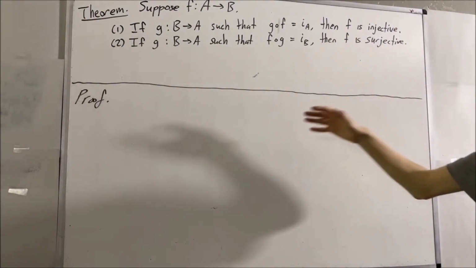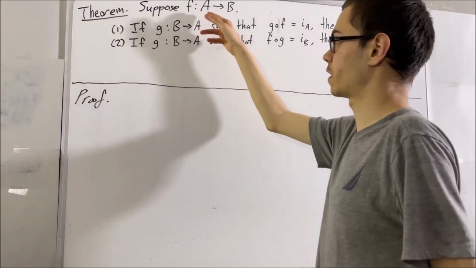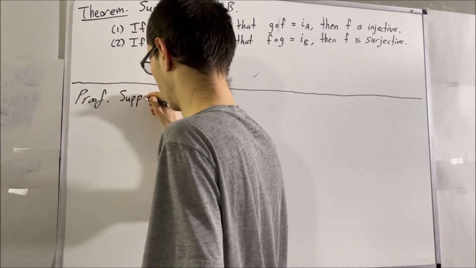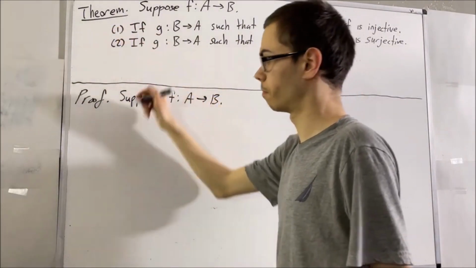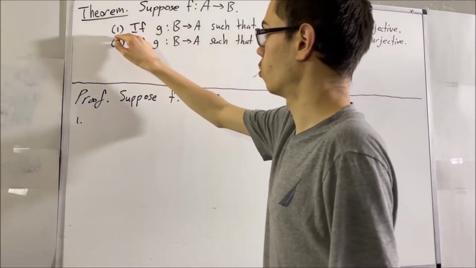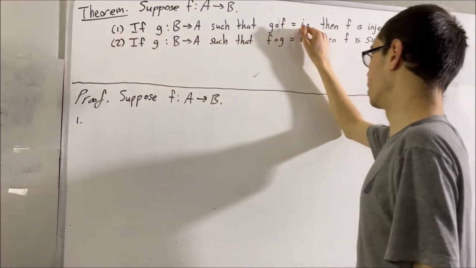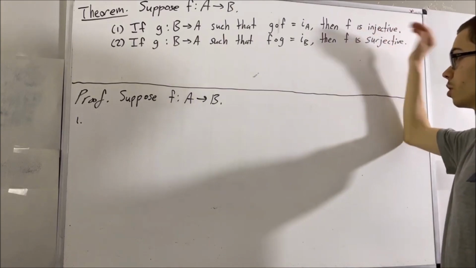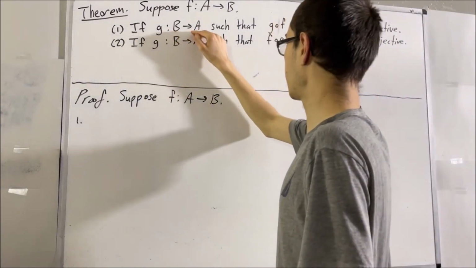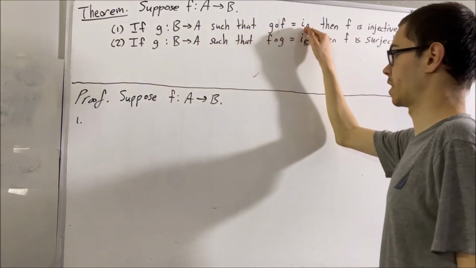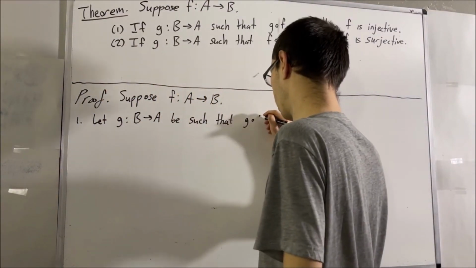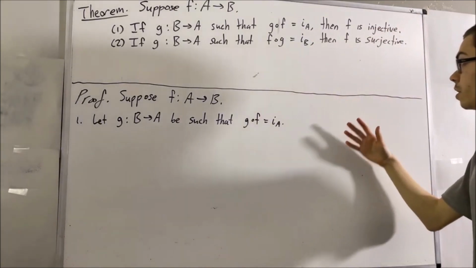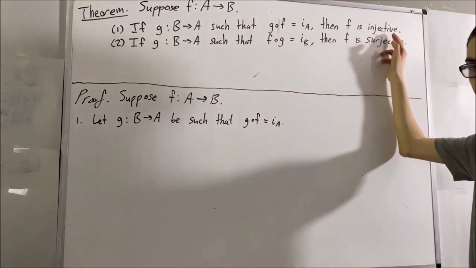Okay, so let's start out our proof by supposing f is a function from A to B. Okay, and now let's prove 1. In 1, we're trying to prove if this is true, then this is true. So let's suppose g is a function from B to A such that g compose f is equal to the identity relation on A. Our whole goal now is to prove that f is injective.